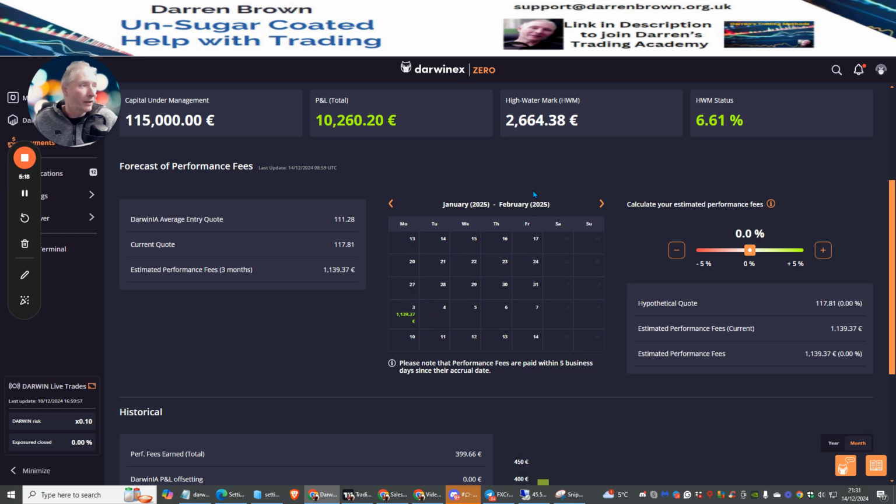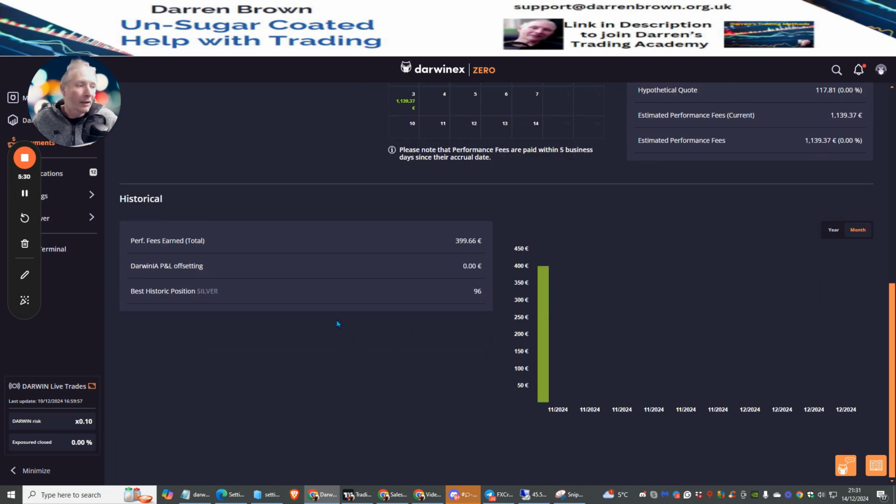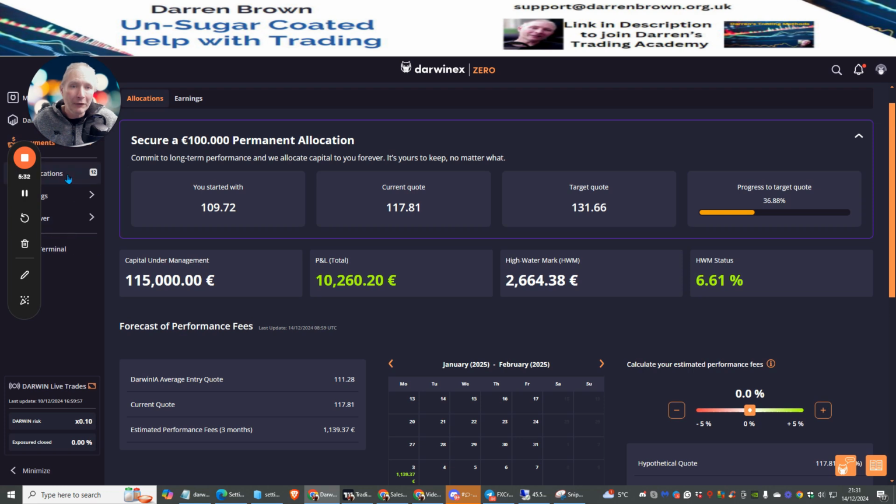So the way I've done it is I've actually stopped trading on my Darwinex account, because that way I know I'm going to get this, and I'm probably going to be getting other things coming through this as well, which will be my allocations. You'll see that my actual lifetime allocation is at 36.88%, because I paid $145 for a lifetime.